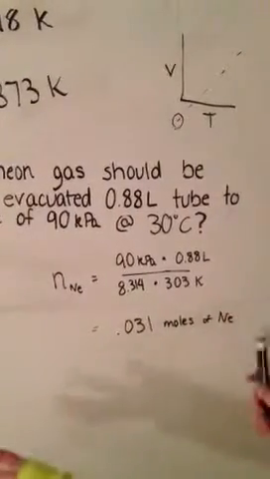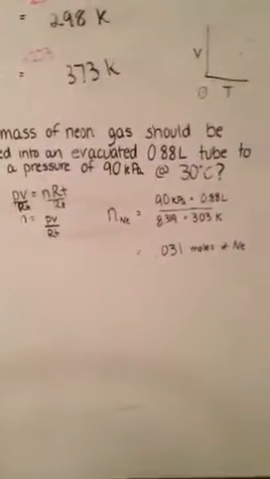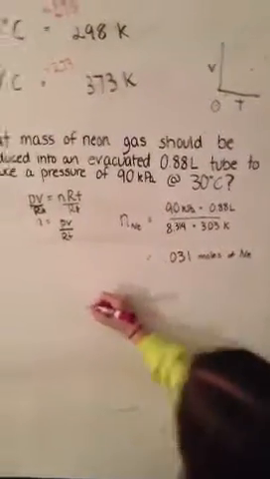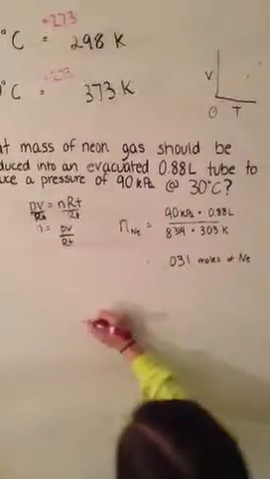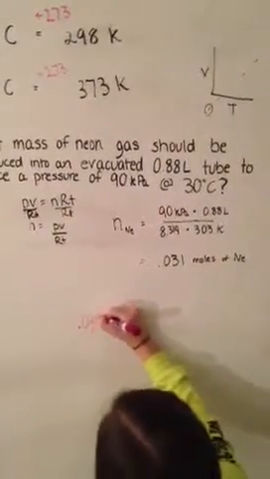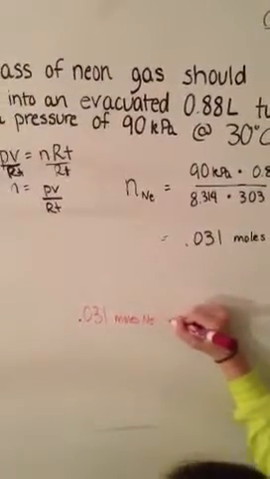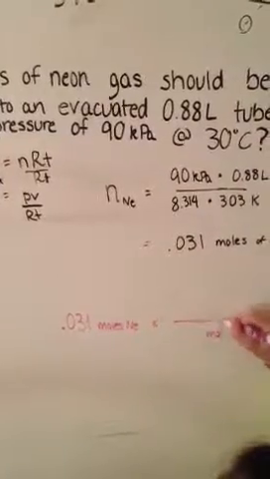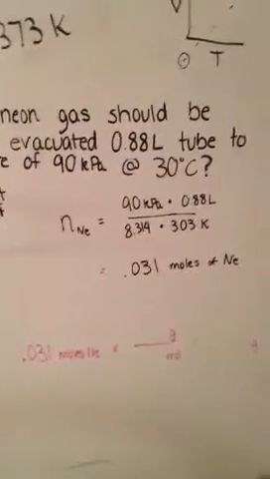And that's your ideal gas laws part. And then, to find the molar mass, which is grams per mole, you convert with crossing out your properties into grams. So, we start with 0.031 moles of neon times, we're going to put moles on the bottom and grams on top, so we get grams as our answer.